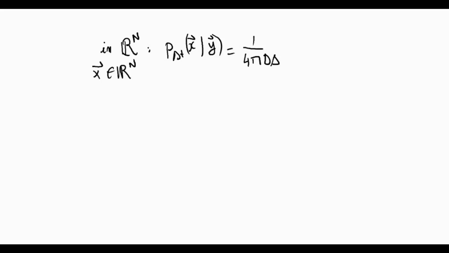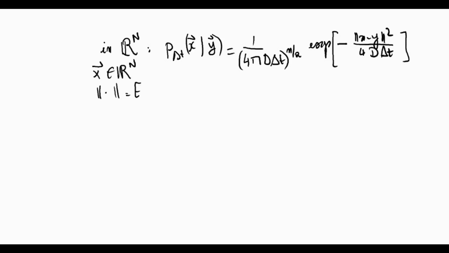This formula can be generalized in n dimensions, such as in Rn, where the probability density function p delta t of the transition from a vector x to a vector y, so x is a vector in Rn, is equal to 1 divided by (4 pi d delta t) to the power n divided by 2, times the exponential of minus the norm of x minus y squared divided by 4d delta t. And this is the Euclidean norm. So this definition is very important.